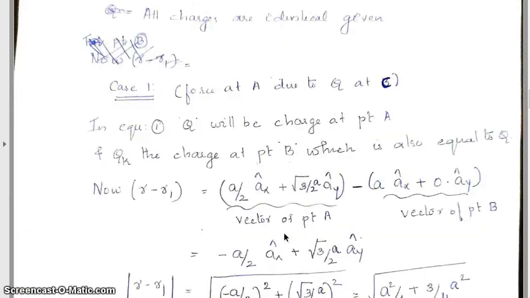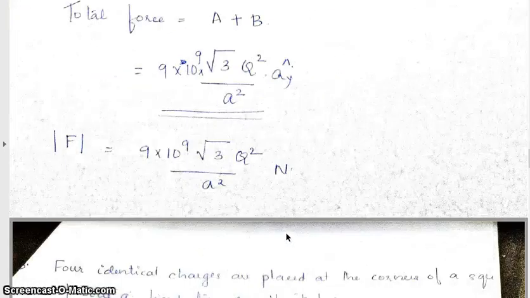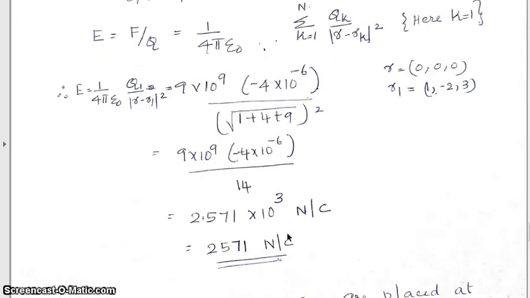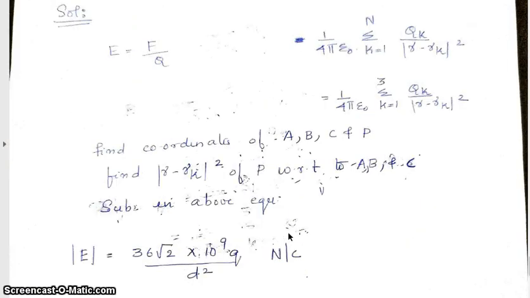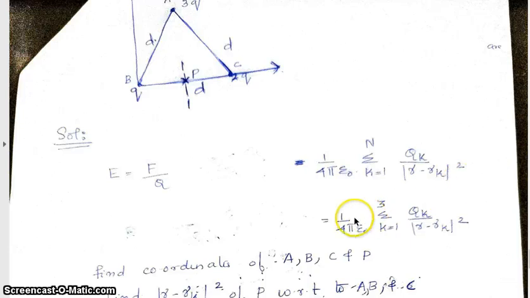Okay, so you can proceed. What you have to do is take 1 by 4 pi epsilon 0, which is a common factor, outside, then the main bracket q1 by r minus r1.